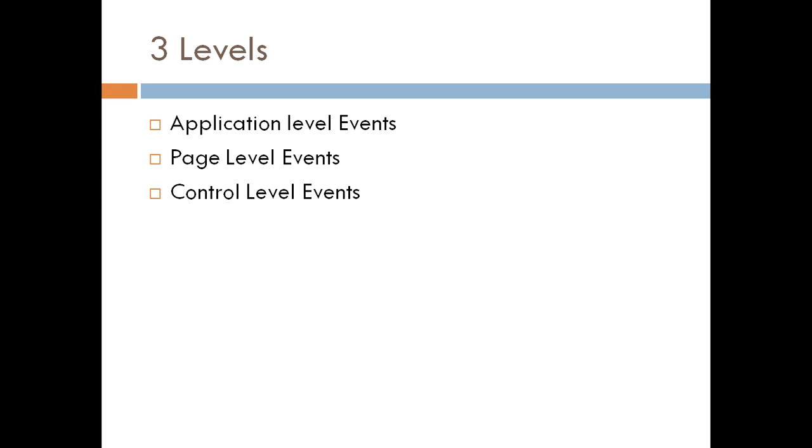Application level events are those events which fire throughout the whole website or whole application. Like application start and application end, these will be executed for the whole application, or the first time when the website is being loaded in the IIS server. While session start and session end will be user specific, they will not be specific to any web page or any control. They will control the whole application, the whole website at once.